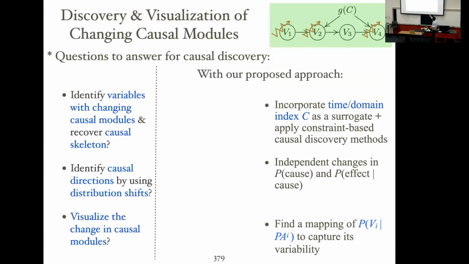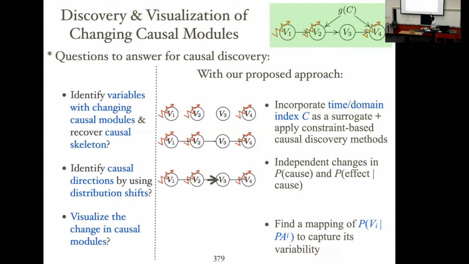Okay, so basically you can see how you can solve the problem. First of all, you have a surrogate, you have a domain index or time index, and then you can prove that as long as this variable is always dependent on C, the index, then for this variable, the mechanism must change. And then you can find the direction with independent noise, the independent changing condition, and then with the kernel trick or with some nonparametric method, you can figure out how the causal mechanism changes.